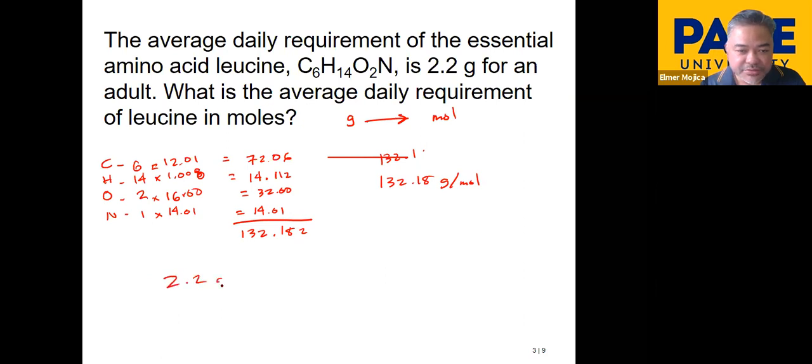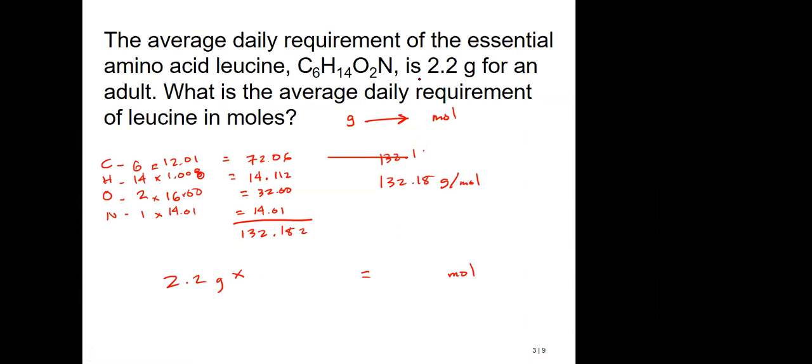So where are you going to use it? In converting 2.2 grams to moles. How are you going to arrange it? Which is in the numerator and denominator? Is it grams per mole or moles per gram? Anyone? Moles per gram. Okay, so it is moles per gram.